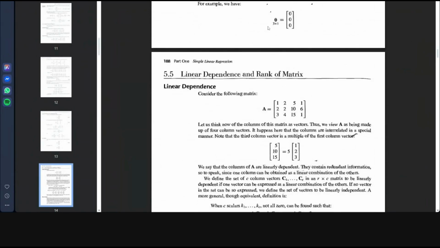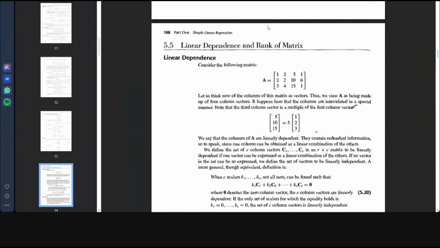All right. We now come to the concept of linear independence or dependence and the rank. So take a careful look at this matrix A here. You can see that this matrix has 4 columns, which can be thought of as 4 vectors. So the vectors 1, 2, 3; 2, 2, 4; 5, 10, 15; and 1, 6, 1. I want you to think carefully. If you look at the choice of these vectors, do you notice that vector number 3, 5, 10, 15, you can actually get it by multiplying 1, 2, 3 with the scalar 5? If you take 5 times the vector 1, 2, 3, you do produce 5, 10, 15.